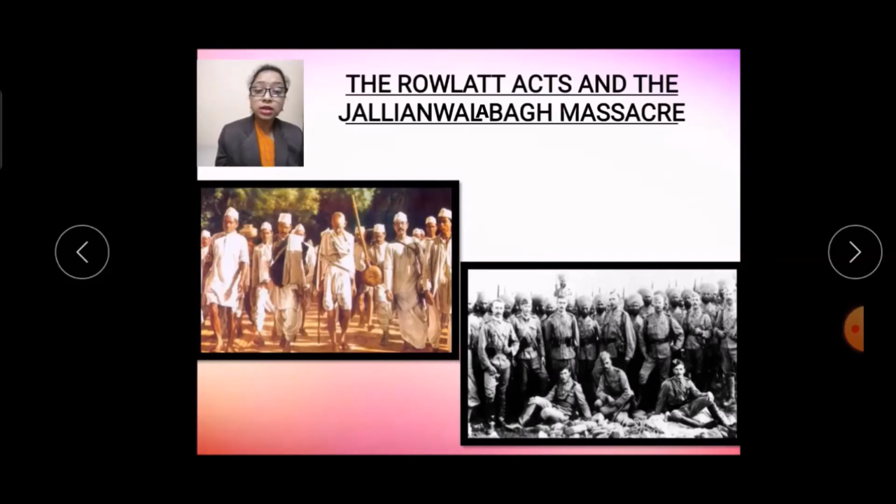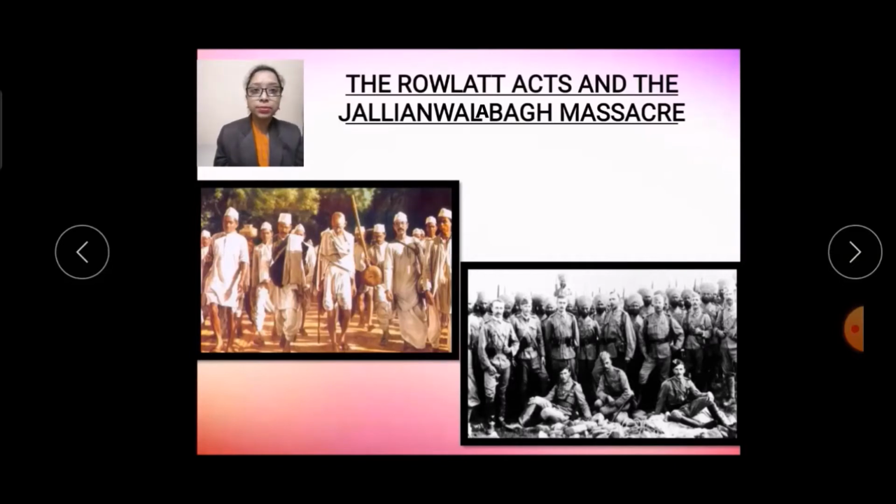Gandhiji asked the people to oppose the laws. For this, demonstrations and meetings were held all over the country. Here demonstration means pradarshan in Hindi. And now Gandhiji's Satyagraha movement had millions of followers.